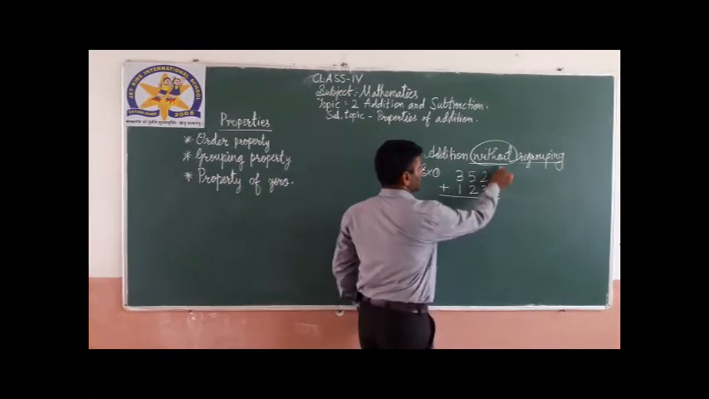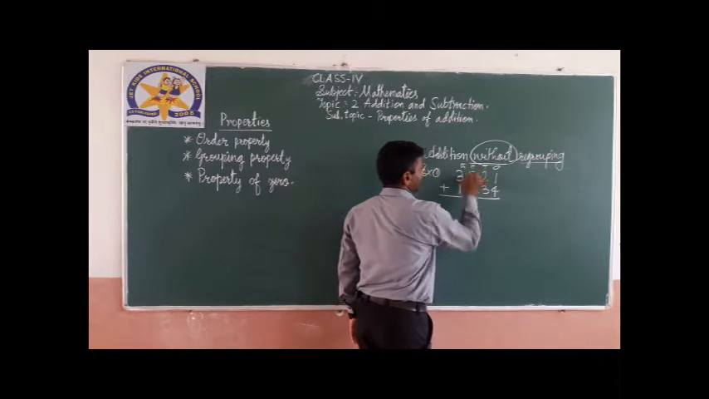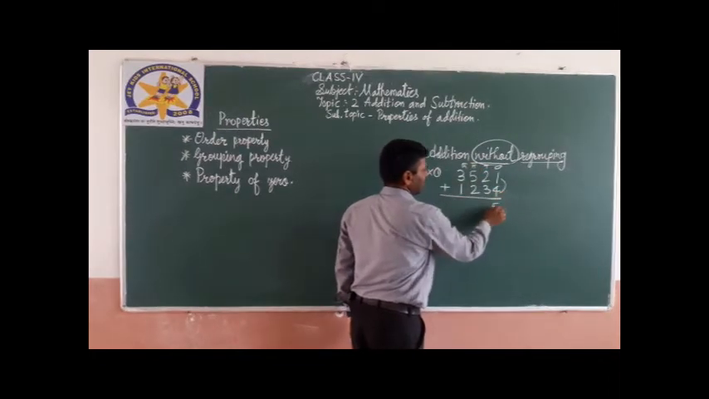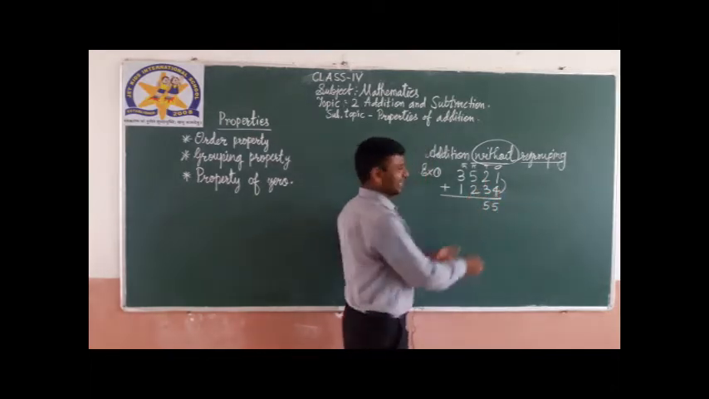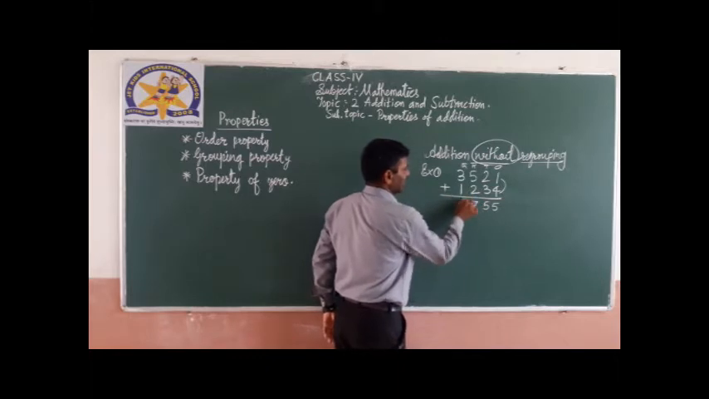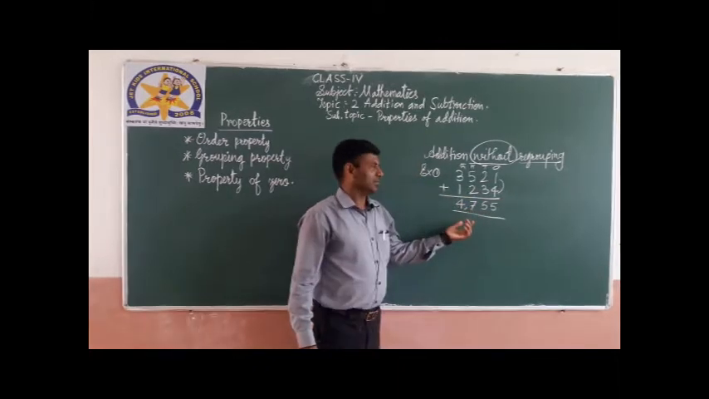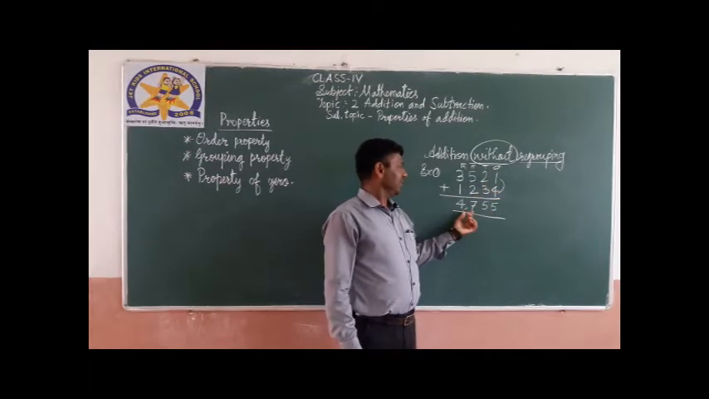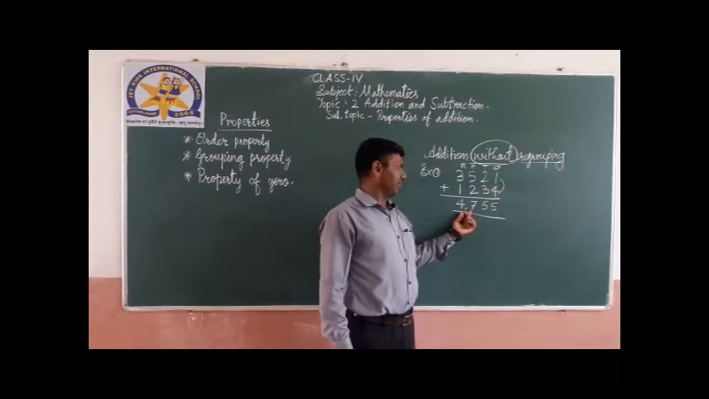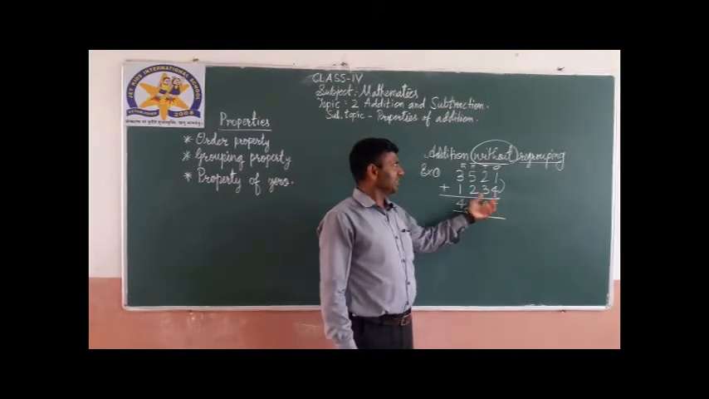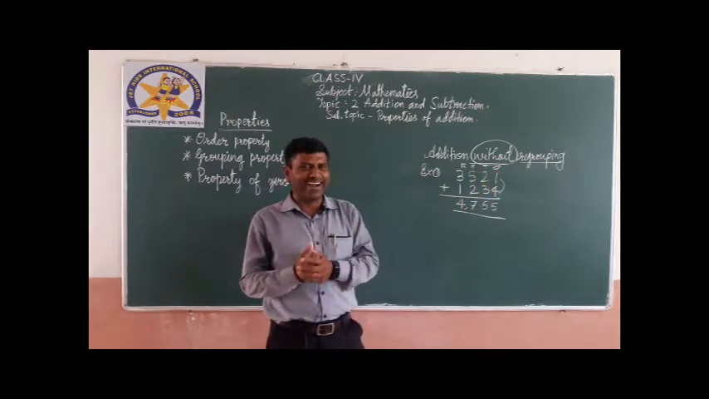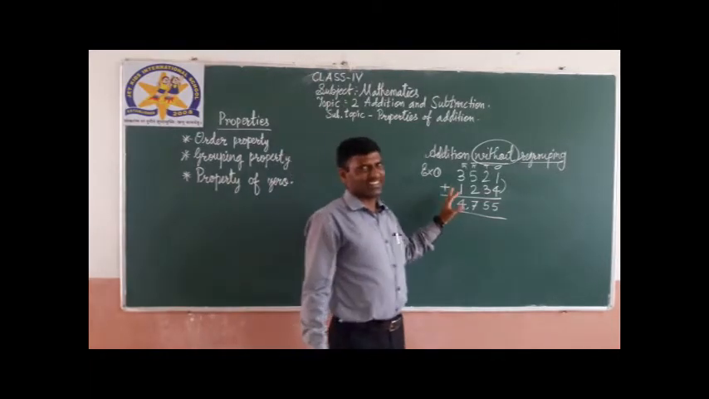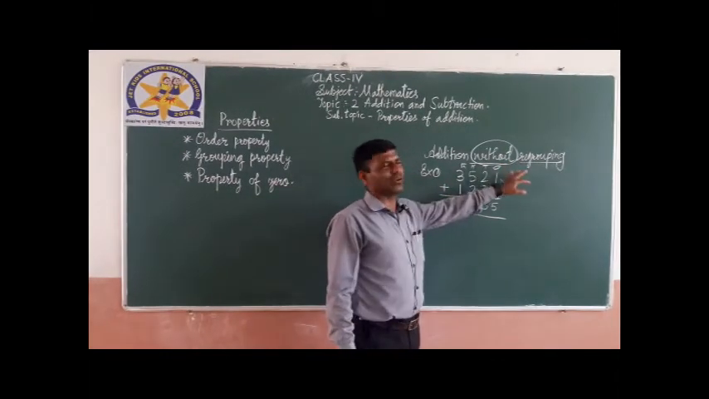Ones place down. This is ones place, tens place, 100 place, 1000 place. 4 plus 1 is 5, 3 plus 2 is 5, 5 plus 2 is 7, 3 plus 1 is 4. What is the sum? These are the addends, and the result, or the answer, we call it the sum. Sum is 4755. This is called without regrouping. Means there is no carry. Understand? Okay. That's called without regrouping.